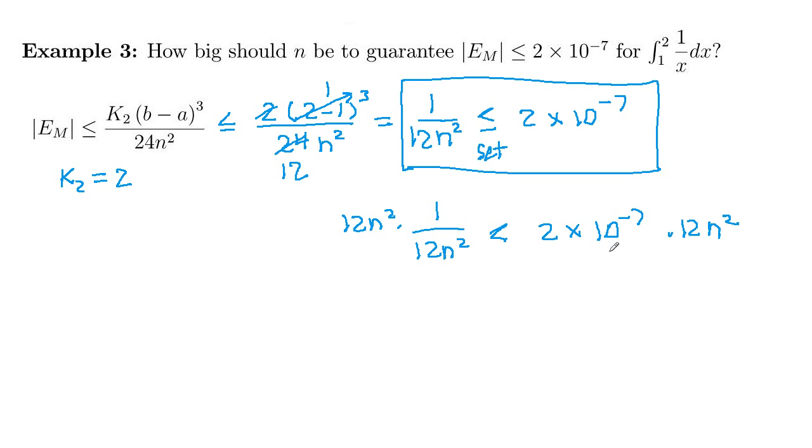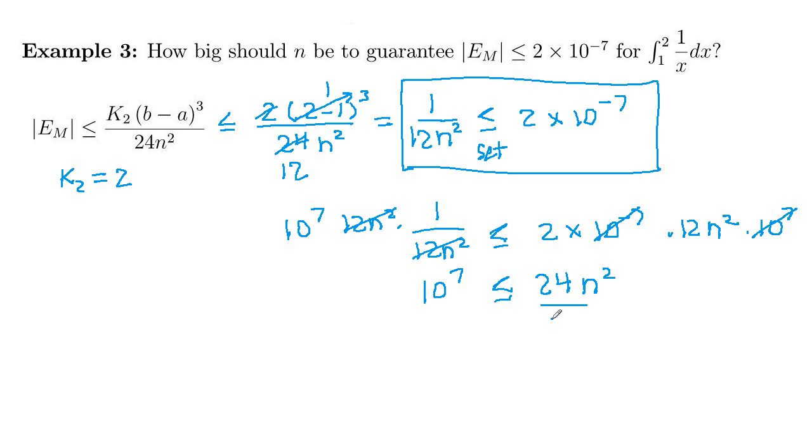And then we want to divide off this 2 times 10 to the negative 7, which if you multiply both sides by 10 to the 7, that would get rid of this exponent, so these guys will cancel. We multiply both sides by 10 to the 7th power, and then these will cancel. So now we've got 10 to the 7th is less than or equal to 2 times 12, 24n squared.